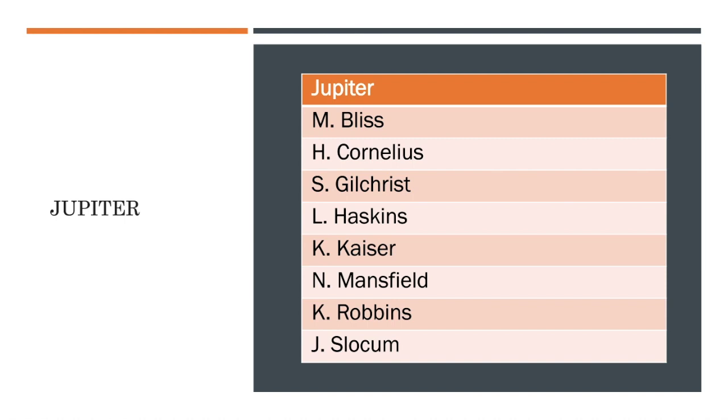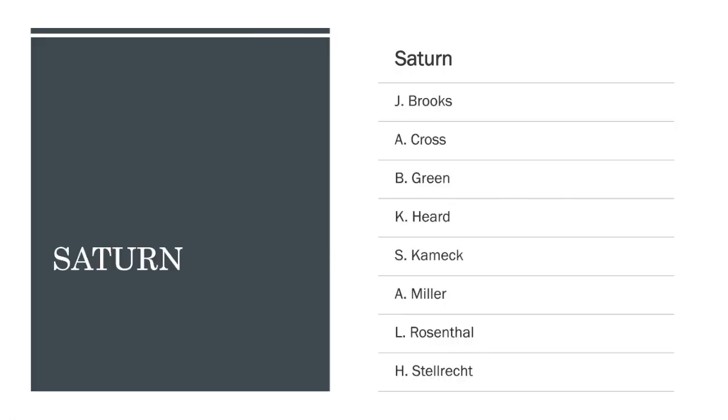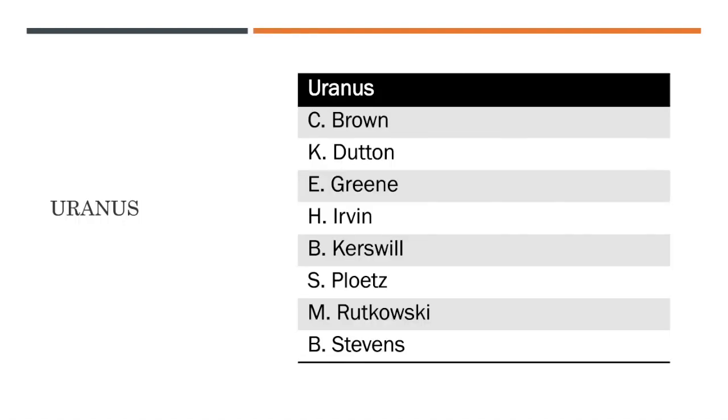Jupiter will be Bliss, Cornelius, Gilchrist, Haskins, Kaiser, Mansfield, Robbins, Slocum, Huey. Saturn. We've got Brooks, Cross, Green, Hurd, Kamek, Miller, Rosenthal, Stellar. Okay, those are your planets. Uranus, Brown, Dutton, Green, Irvin, Kurzweil, Plotz, Maria. I'm not even going to try it because I always mess your name up. Stevens.